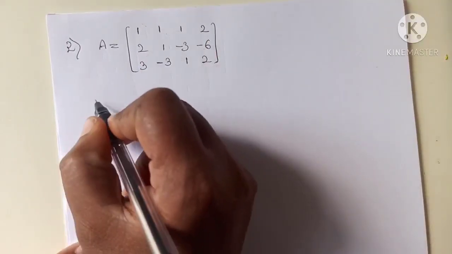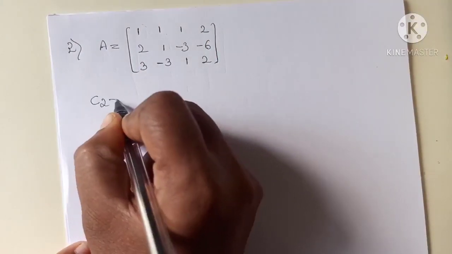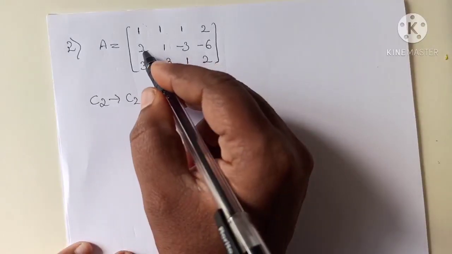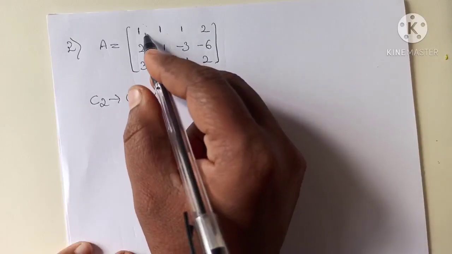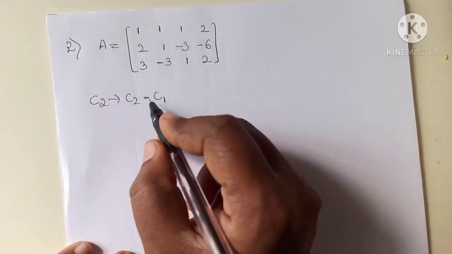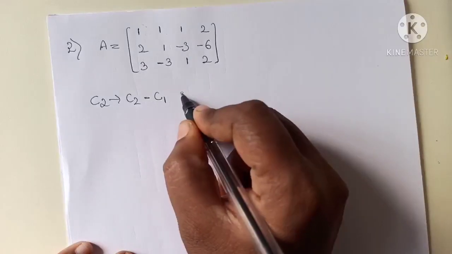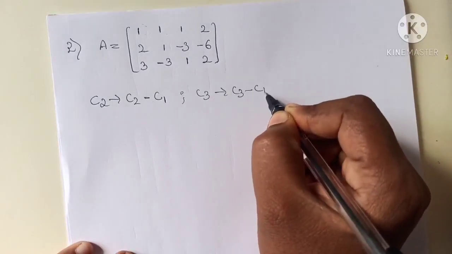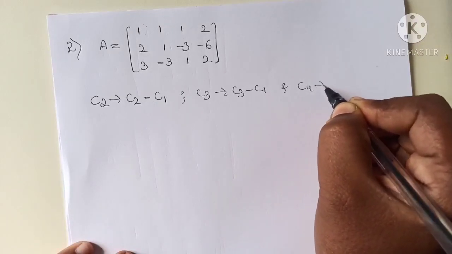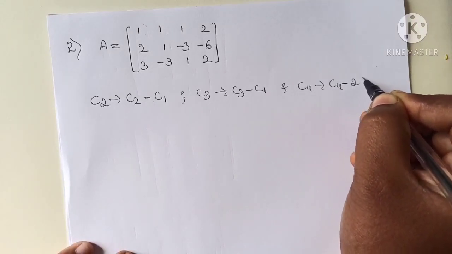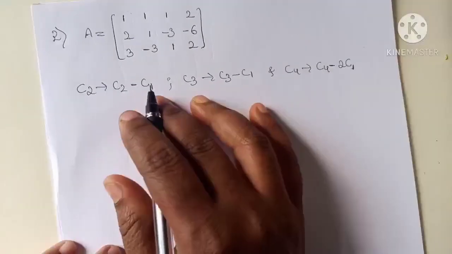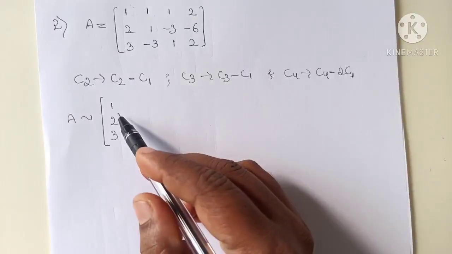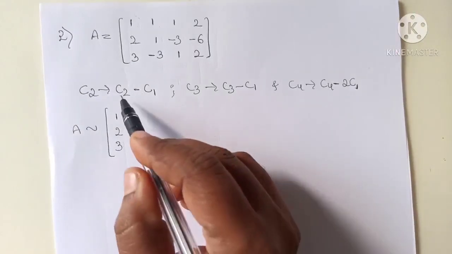First we apply the column operation, that is C2 equals C2 minus C1. This will be easy because here we have 1 in the first row. If all are 1, it is easy to calculate. Therefore we apply C2 minus C1 first, and C3 equals C3 minus C1, and C4 equals C4 minus 2 into C1. Applying this operation, A is equivalent to: first column as it is, 1 2 3.